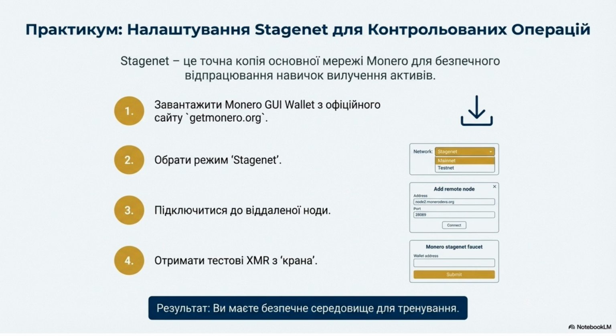For controlled operations, it's practical to set up Stagenet, an exact copy of the main Monero network. This allows for safely practicing asset seizure skills by downloading the Monero GUI wallet, selecting Stagenet mode, connecting to a remote node, and obtaining test XMR from a faucet.